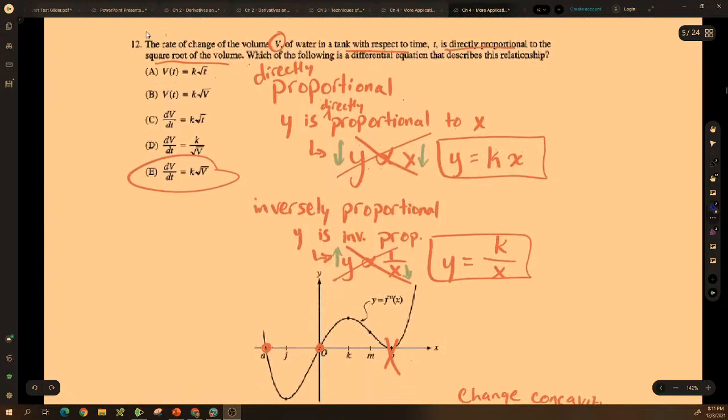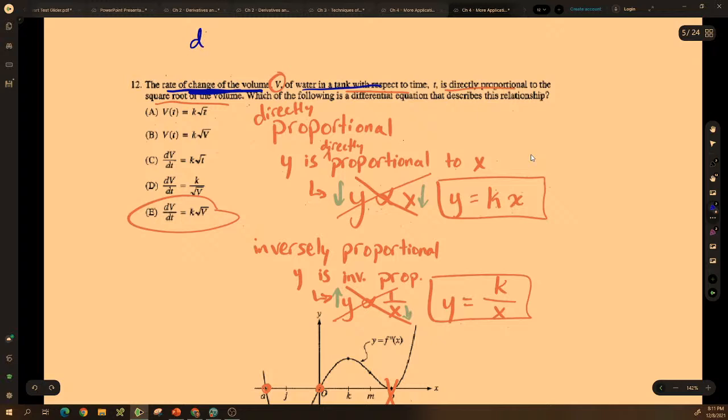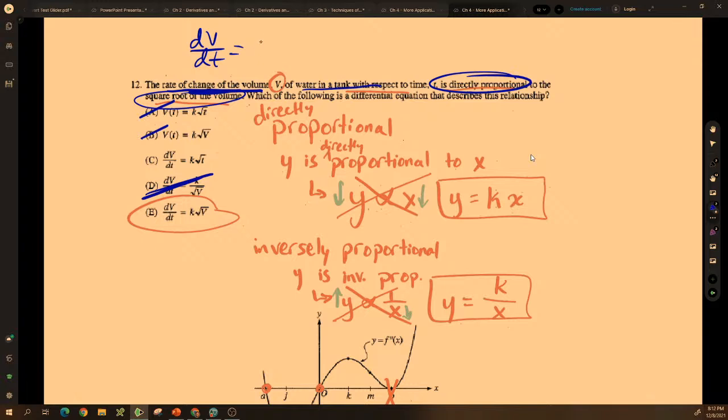All right, this one we talked about in class. Directly proportional is y equals kx, and inversely proportional is y equals k over x. So we just need to break it down. It says the rate of change of the volume with respect to time. That's dV/dt, so dV/dt needs to equal something. Get rid of A, get rid of B. Is directly proportional to, so I can likely get rid of D because D looks like an inversely proportional. The square root of the volume. So directly proportional is going to be k times the square root of the volume, not the square root of the time, so choice E.